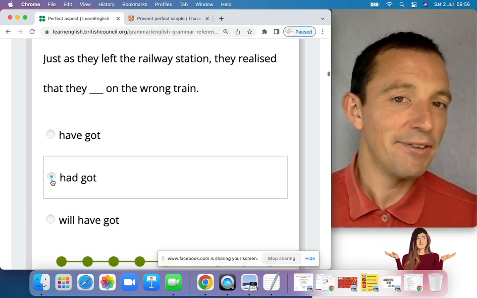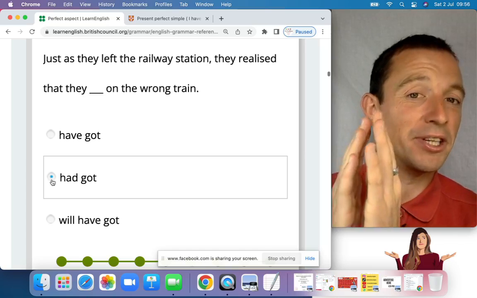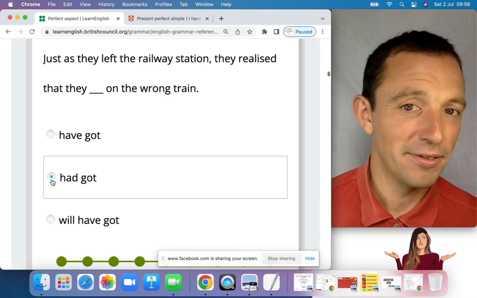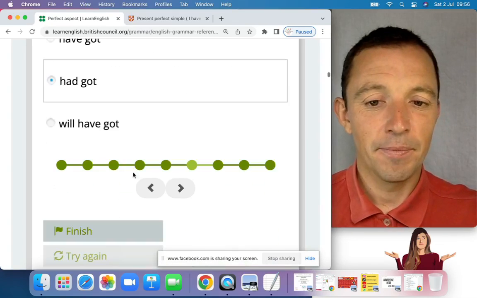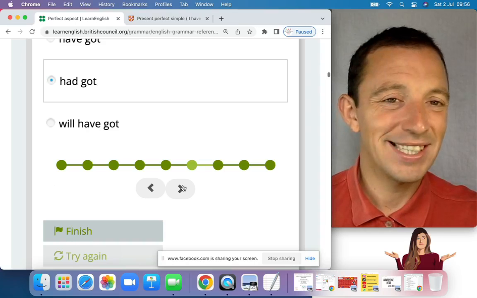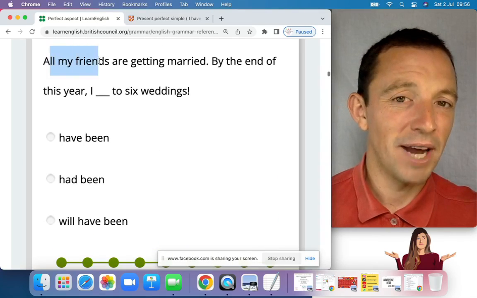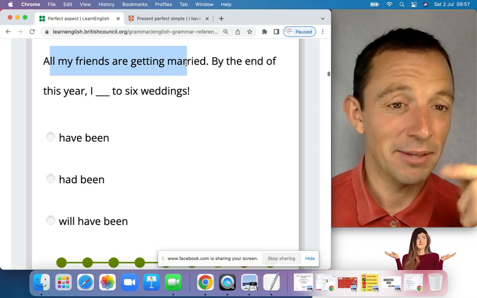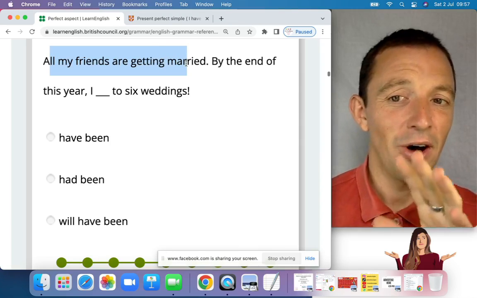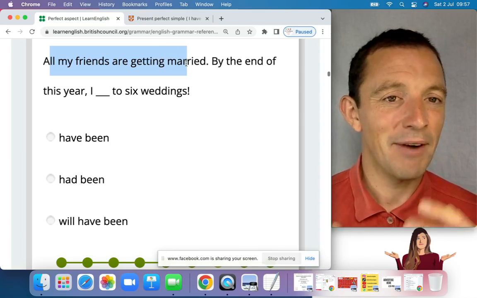And this is definitely the past, and definitely the period of time before the perspective in the past. Let's continue to number 7. Number 7: all my friends are getting married. In fact, my friend is getting married today. All my friends are getting married.